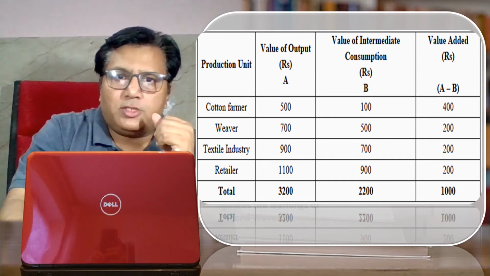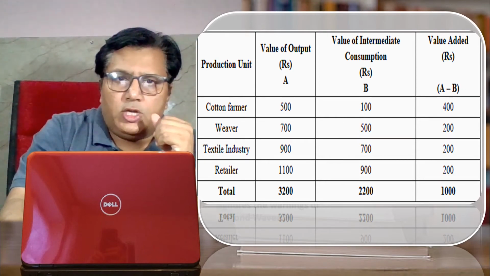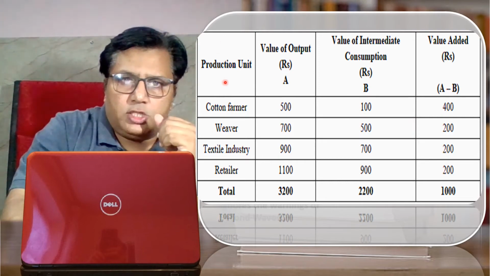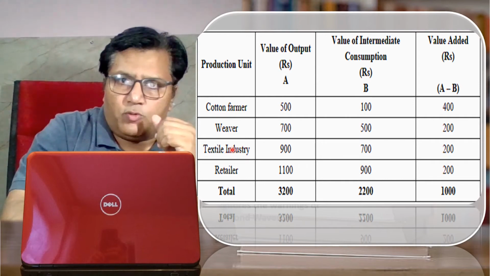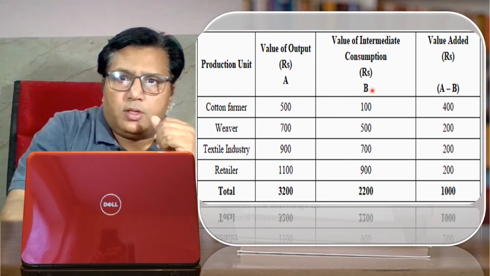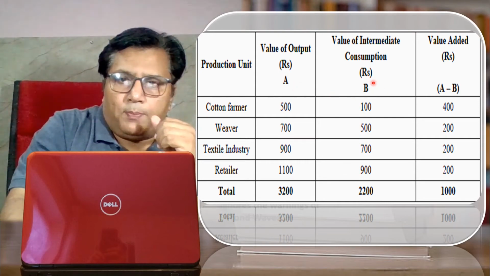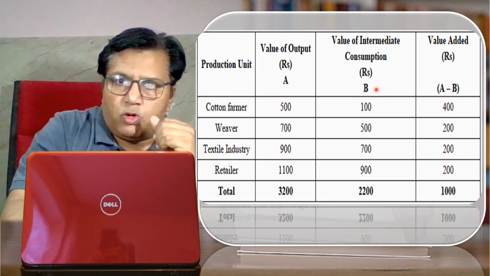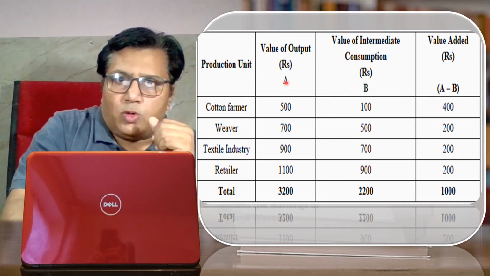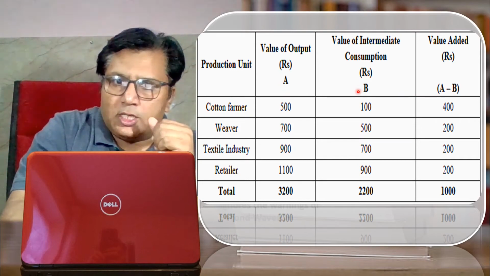In these stages of production, we can see that there are four stages of production. This is the first stage, this is the second, this is the third, and this is the fourth one. Under the first stage, the cotton farmer has valued the goods at 500 rupees. The price which he paid for the seed is 100 rupees. Here in 500 rupees, the value of the seed is already included. The true value is 400 rupees.